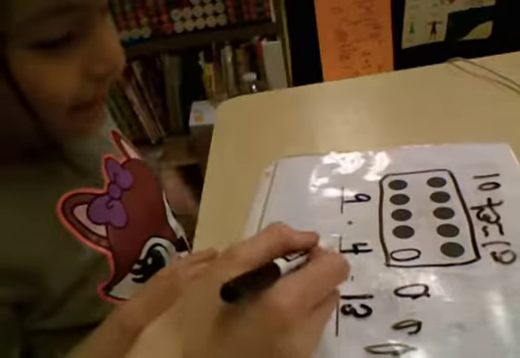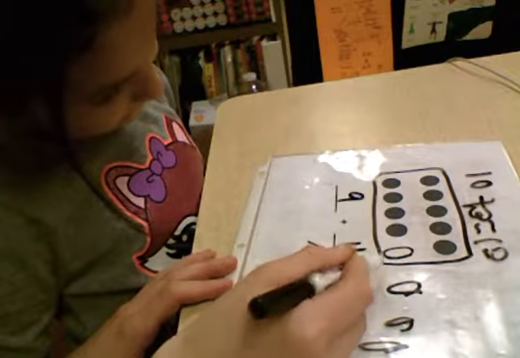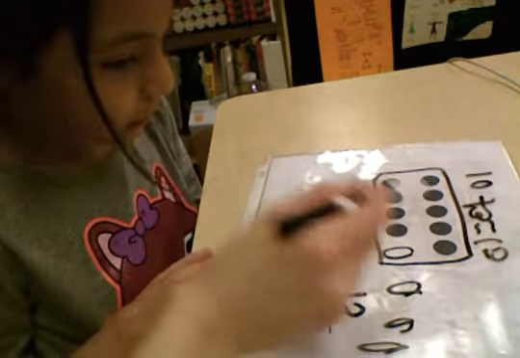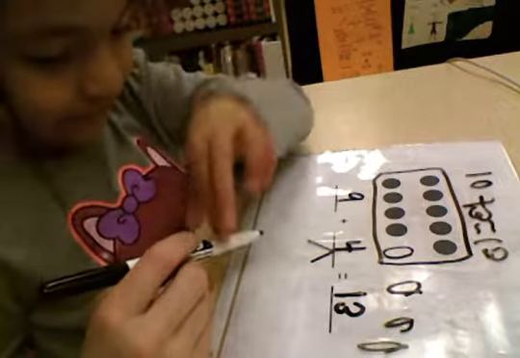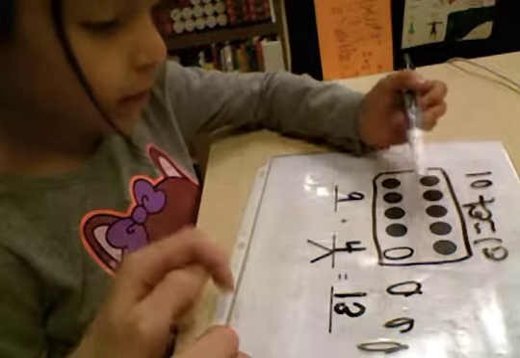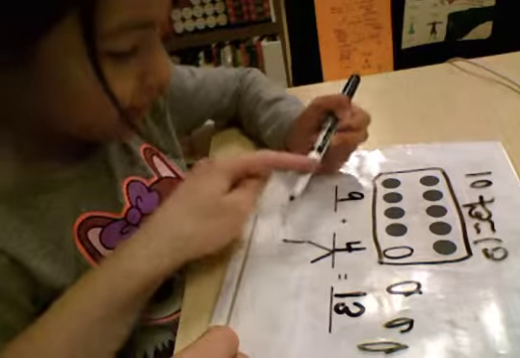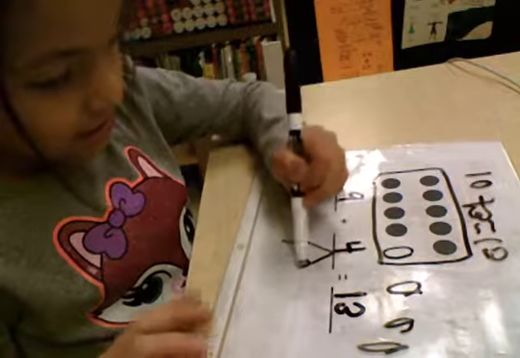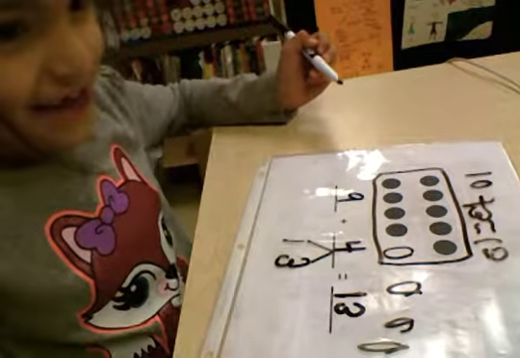Now let's use a number bond to show how we broke up 4 to make 10. How many from the 4 went in to make 10? How many did we put in 10? 1. 9 needed 1 more to make 10. And how many were on the outside? 3. Awesome.